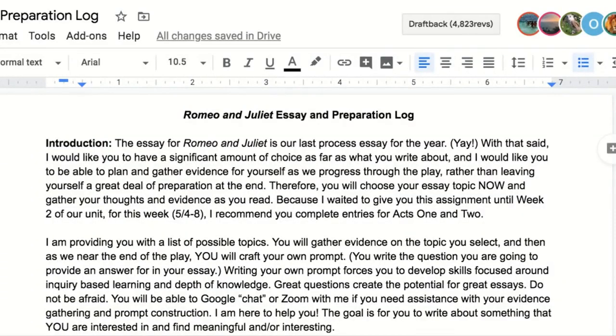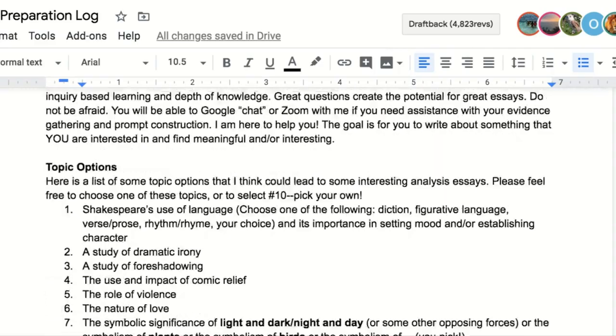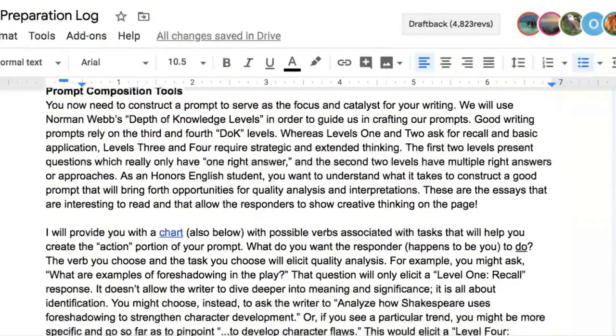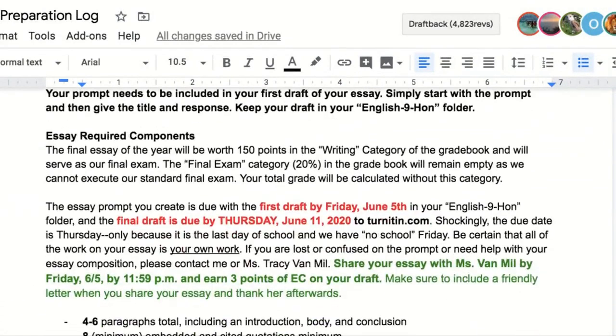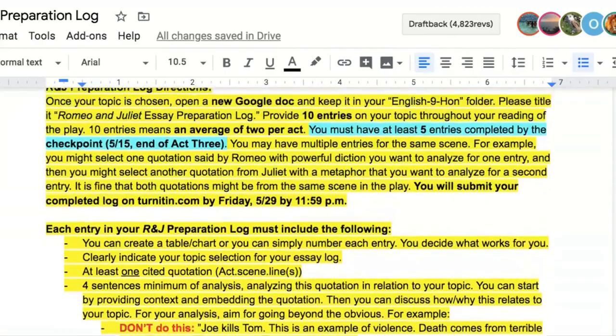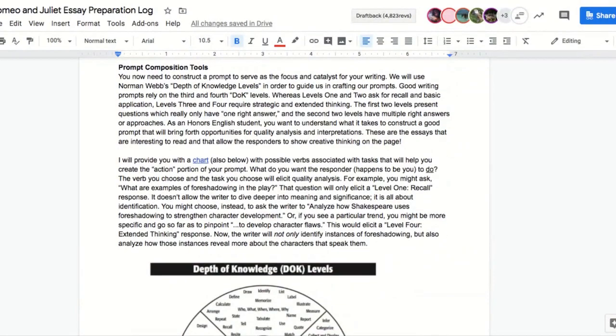Hi everyone, this is the second tutorial for the Romeo and Juliet essay. The first one went through the preparation log, and this one will be tackling your prompt construction and the essay requirements, the required essay components, and the prompt construction. You have your topic, but you want a prompt.